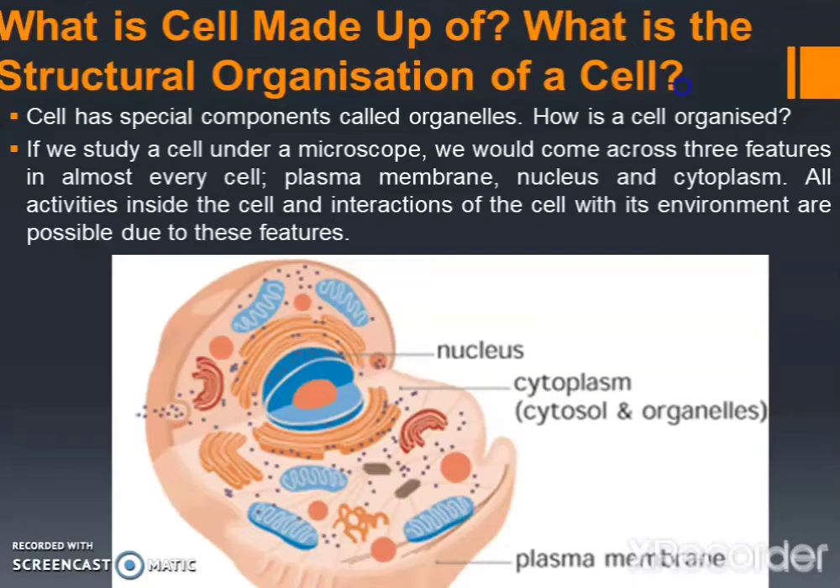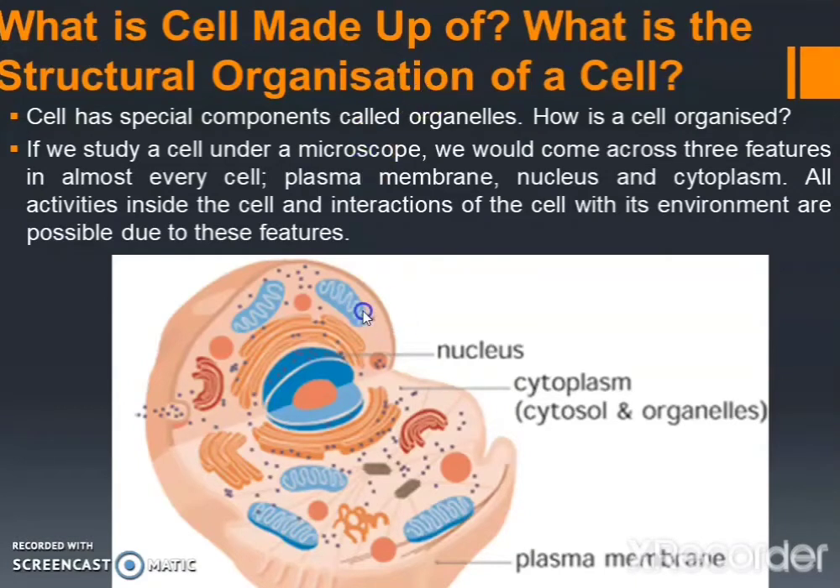Okay, how is the cell organized? Now we are moving on to the next question. How is the cell organized? If we study the cell under a microscope, we can come across three features in almost every cell. That is the plasma membrane, nucleus and cytoplasm. All activities inside the cell and interaction of the cell with the environment are possible due to these features. Every cell will have three important features.